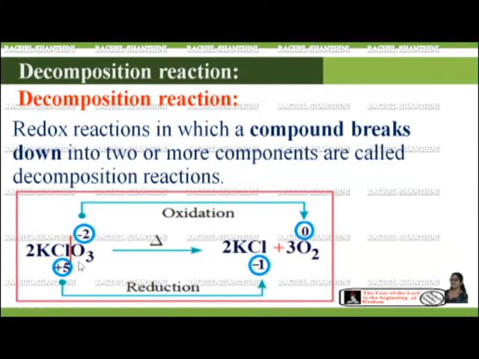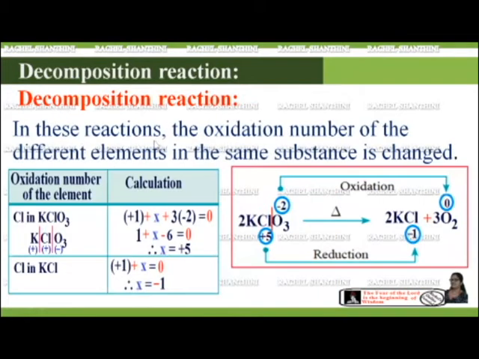Here we have taken potassium chlorate. Potassium chlorate decomposes into potassium chloride and oxygen molecule, and oxygen here is in the elemental state. In this decomposition reaction, the oxidation number of different elements in the same substance is changed. What are all the different elements present in the same substance? Potassium chlorate has potassium, chlorine and oxygen.